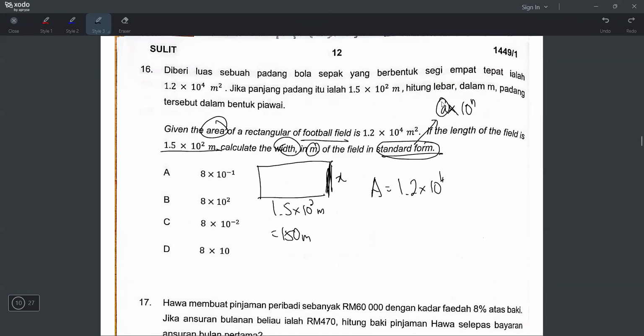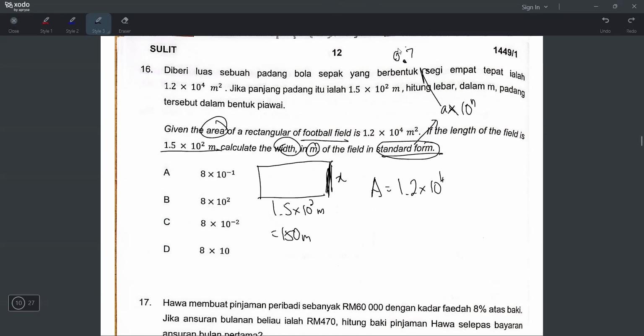Tapi dia punya A value ada syarat. A value dia mesti satu nombor yang ada decimal point, and before the decimal point can only have one digit, and that digit cannot be 0. So later your A cannot be what? It cannot be like 0.7. Tak boleh. Dia mesti before decimal ada satu digit, and the digit cannot be 0.